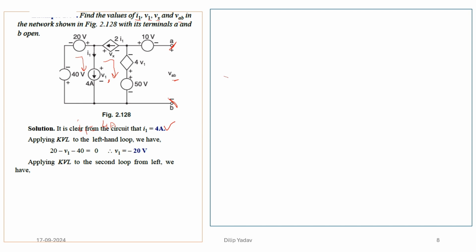Now applying the KVL at the left hand loop, we have 20. If we are starting at this point, we will start from V1, then going at the plus 40 and then minus of 20, that is equal to 0. That means it is going in this direction. So this is negative, it is coming positive, so I have taken this as positive. And going downward, we have this plus, and then we have the minus 20, that is equal to this. So the V1 value will be equal to minus 20.